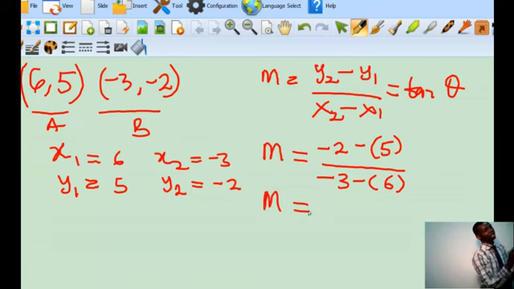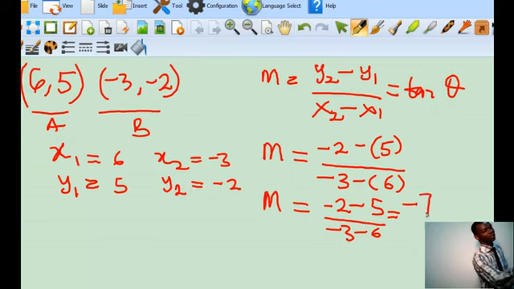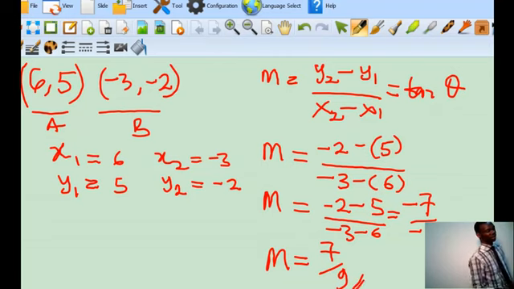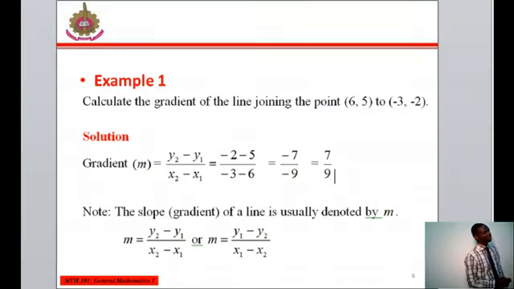So our m now will be minus 2 minus 5 all over minus 3 minus 6, which will give us minus 7 over minus 9. And at the end of the day, you get your gradient to be 7 over 9. That's your answer. Let's go back to our slide. And that was how we obtained 7 over 9.